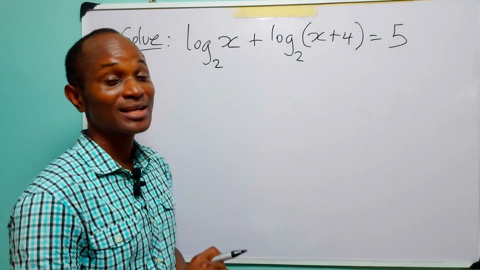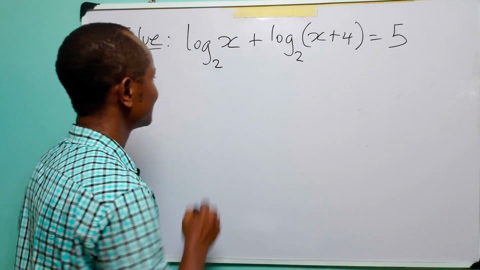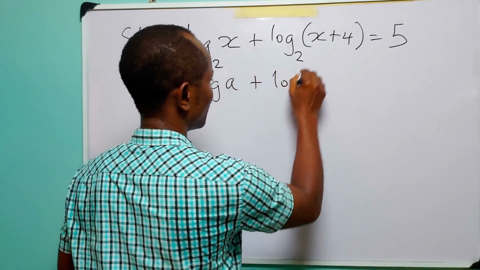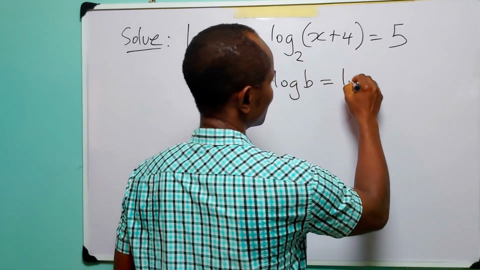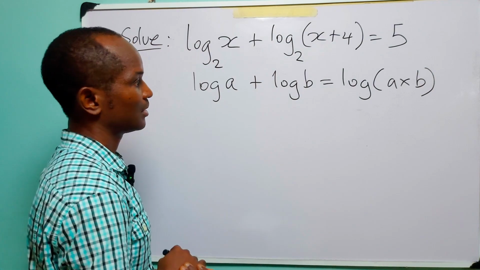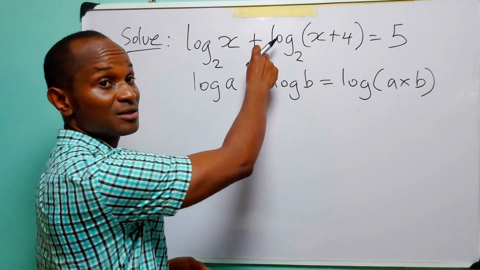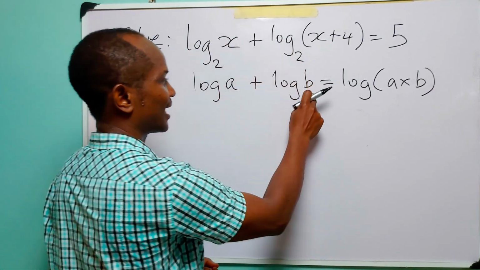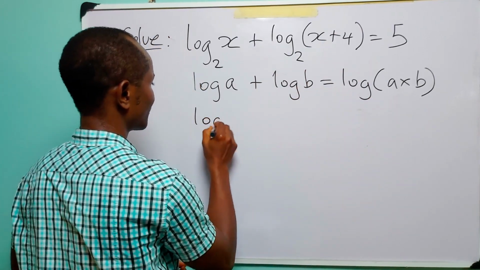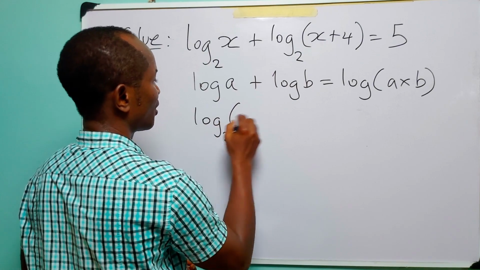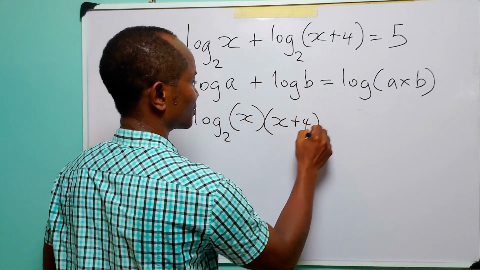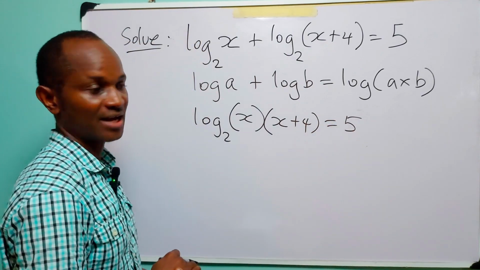To solve this equation, let us recall the law of logarithm that says that log A plus log B is equal to log A multiplied by B. Now, applying this law to this equation where A is x and B is x plus 4, we know that log to base 2 of x multiplied by x plus 4 is equal to 5.